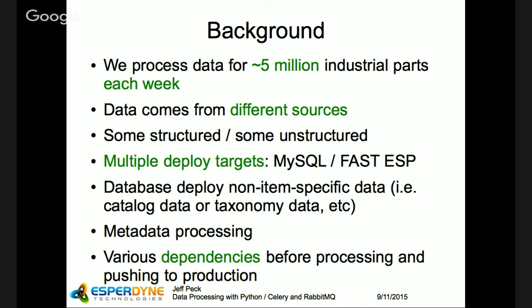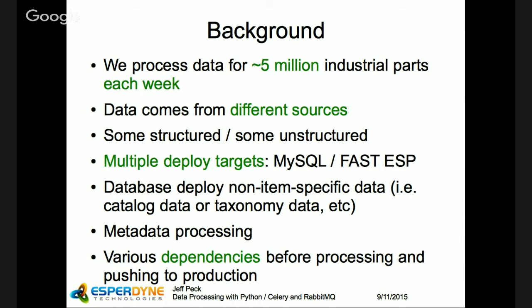So we process data. Each week we process around 5 million different industrial parts for an industrial parts website. They come from all different sources. There's different formats. There's some structured data. There's some unstructured data, such as PDFs. The structured data itself comes from different sources. There's different types of catalogs. And all of this data needs to be deployed to multiple targets.